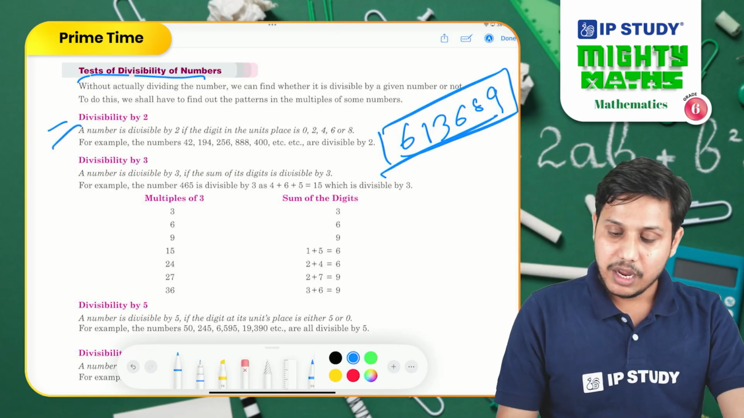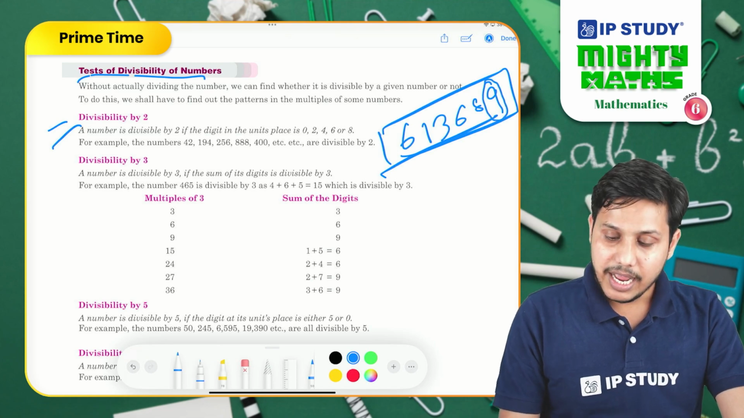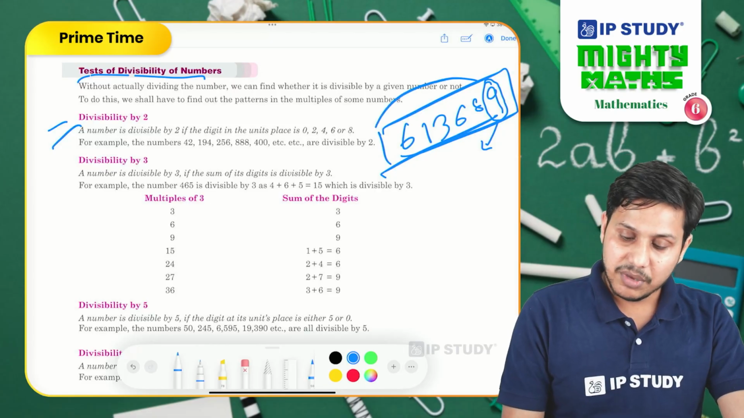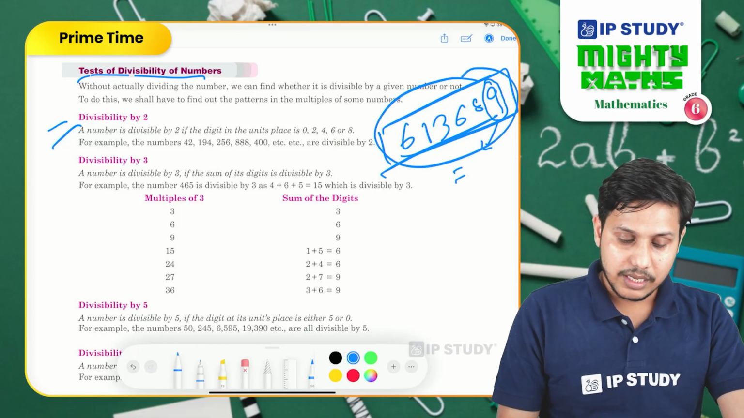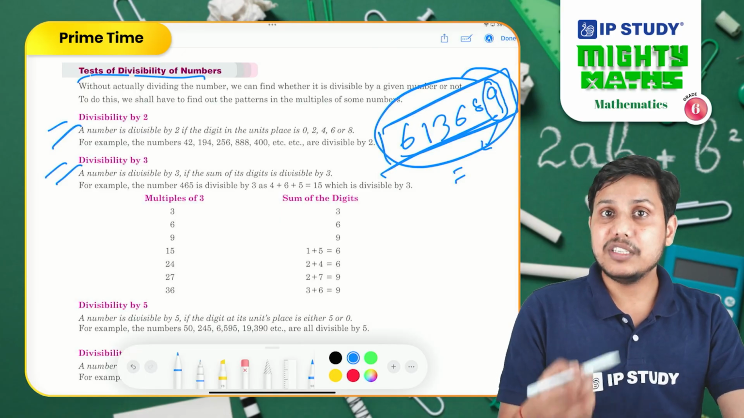If we check the unit digit of any given number, and if the unit digit is divisible by 2, then the whole number will be divisible by 2. Yes. Now by 3, how will we check if a number is divisible by 3 or not?